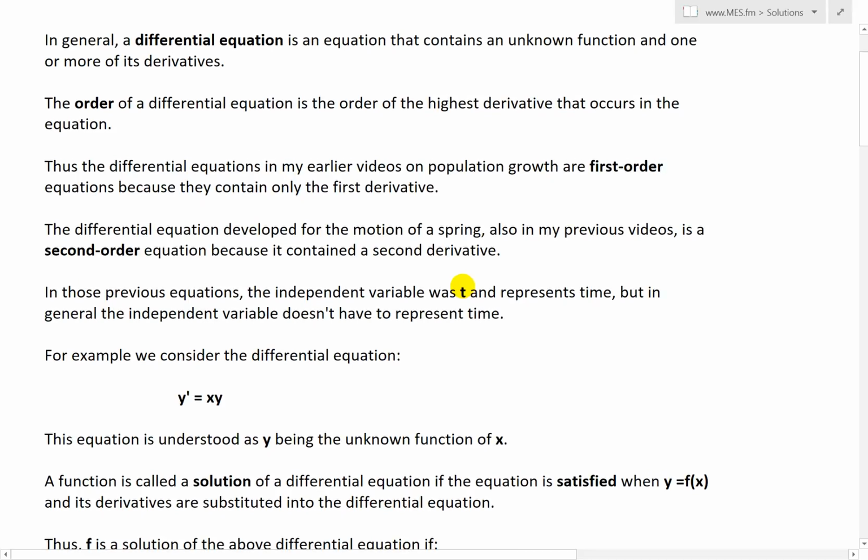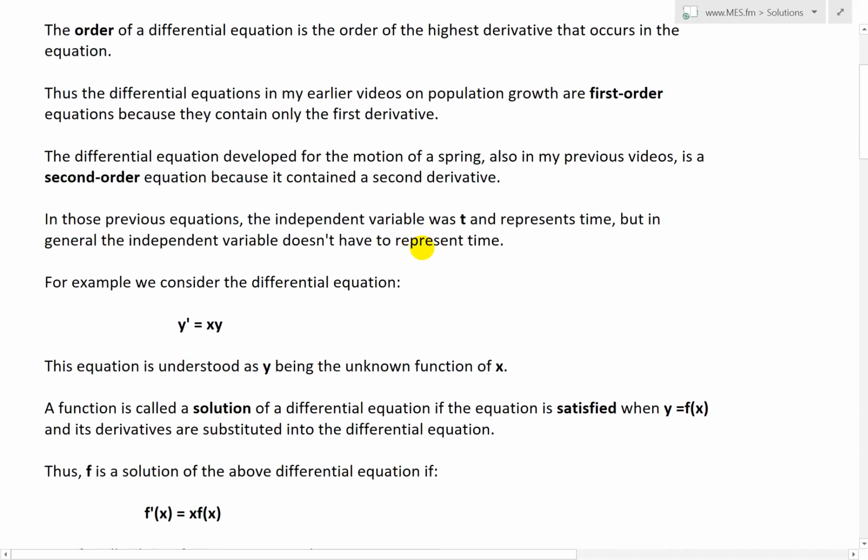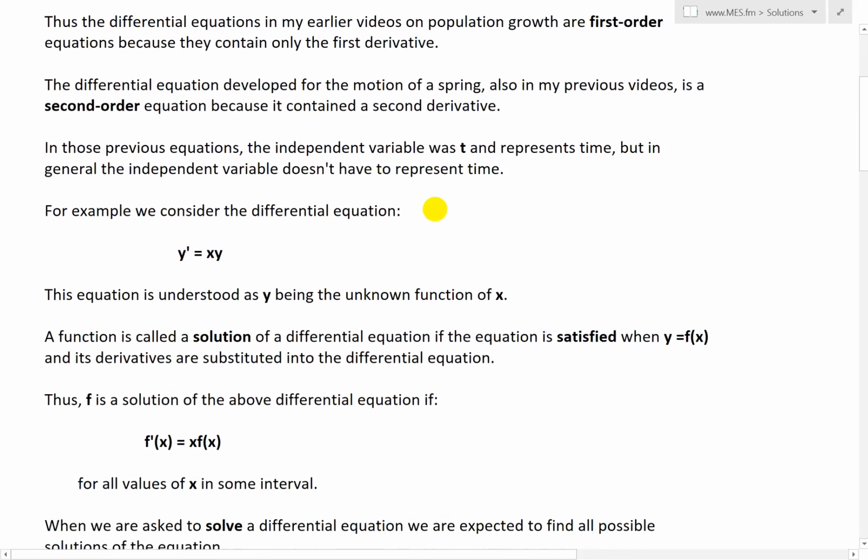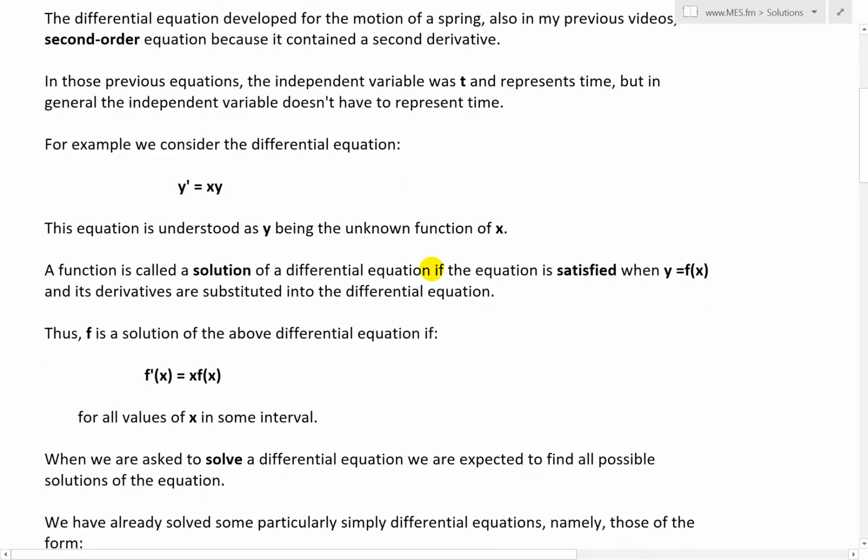And thus the differential equations in my earlier videos on population growth are first order equations because they contain only the first derivative. And in one of my last videos, the differential equation developed for the motion of a spring is a second order equation because it contained a second derivative. In those previous equations the independent variable was t and represented time, but in general the independent variable doesn't have to represent time. It could be anything you want it to be.